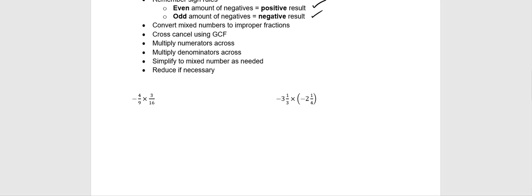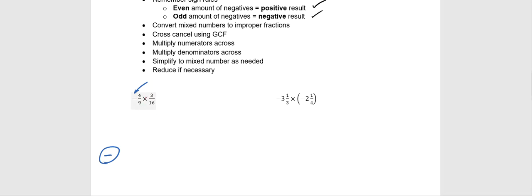So I take a look quickly at my signs. I see that I have a single negative sign. So I know my answer will be negative. So I'm just going to make a note of that so I don't forget about it. I don't have any mixed numbers to convert, so I can just move on to my cross-canceling. So that means I'm going to look at these diagonals. I'm going to look at the 9 and the 3 and see if they share a common factor. I'm going to look at the 4 and the 16 and see if they share a common factor.